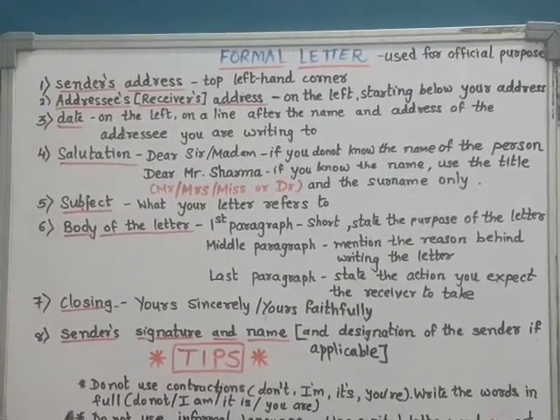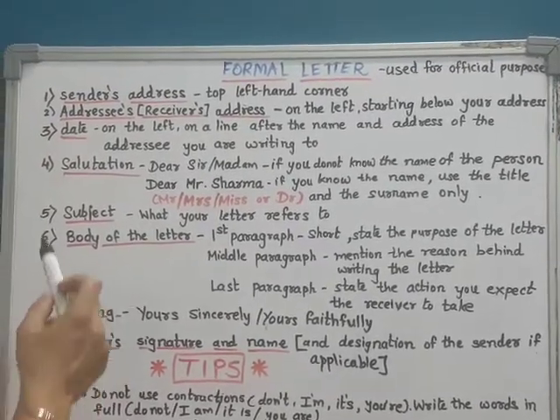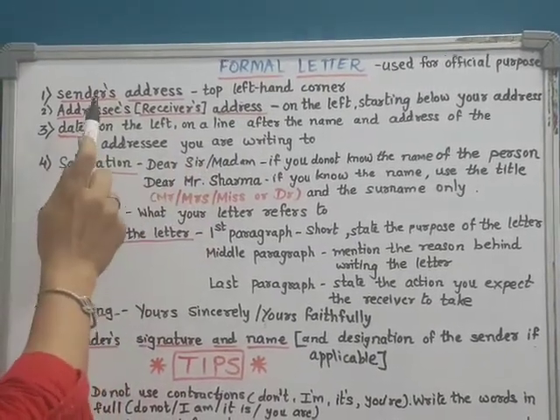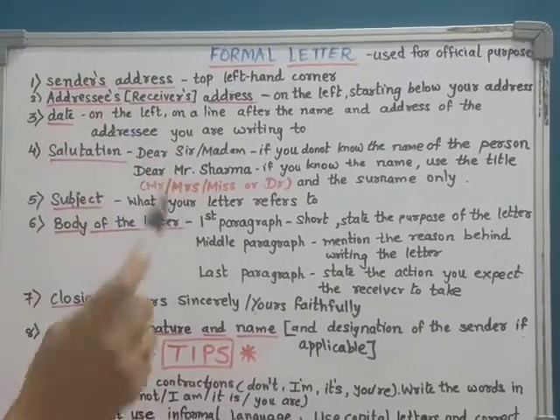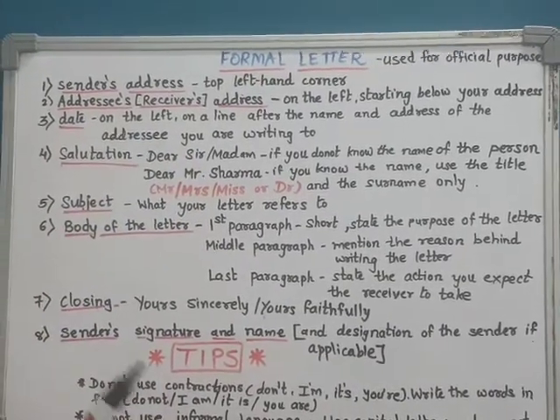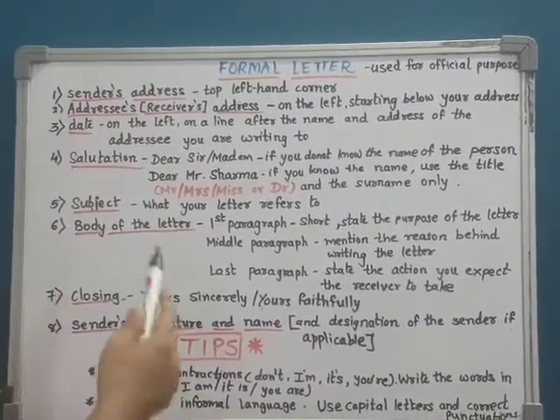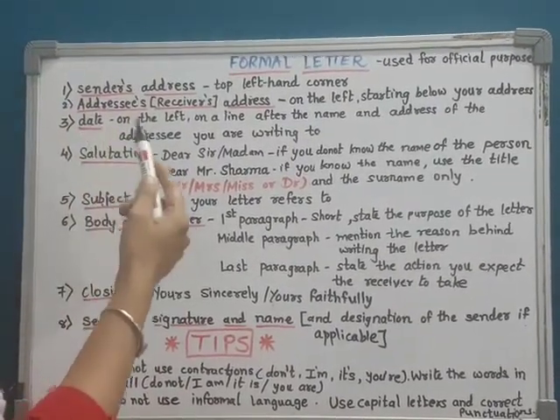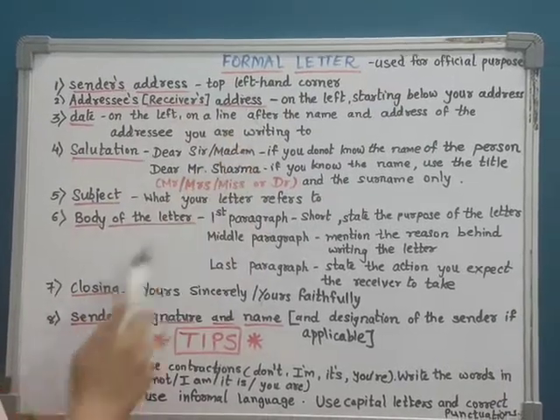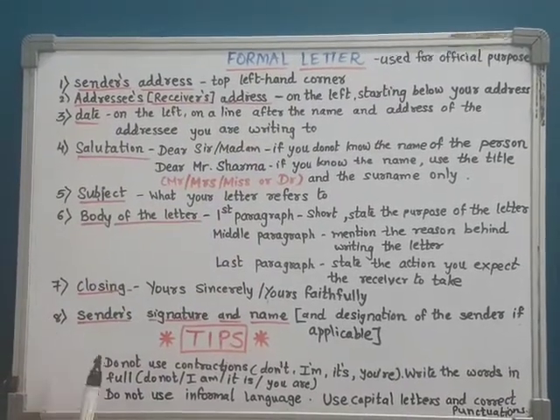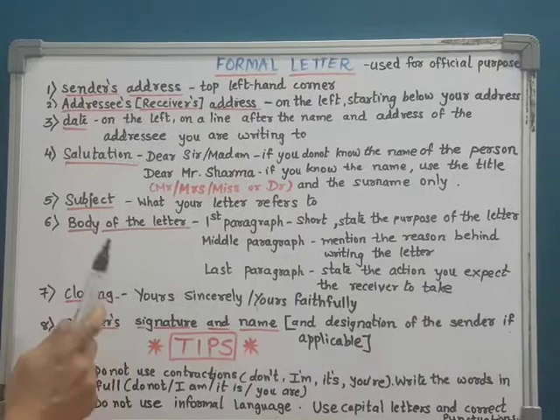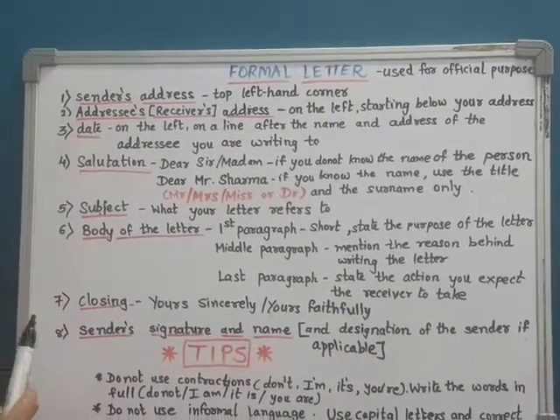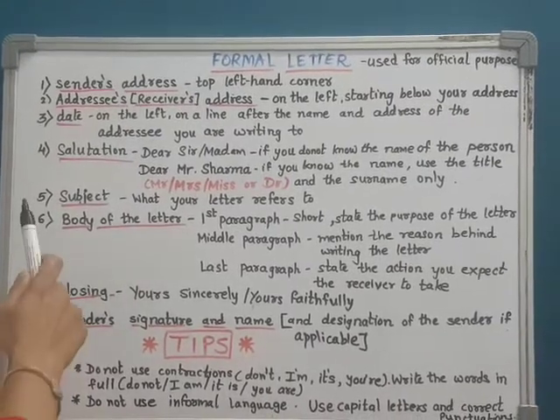Okay, the next thing that comes in the formal letter is the addressee's address, or you may say the receiver's address. The address of the person to whom we are writing the formal letter, we have to write below this. Below what? It is written on the left, starting below your address. So, where you have written your address, below that you have to write the receiver's address.